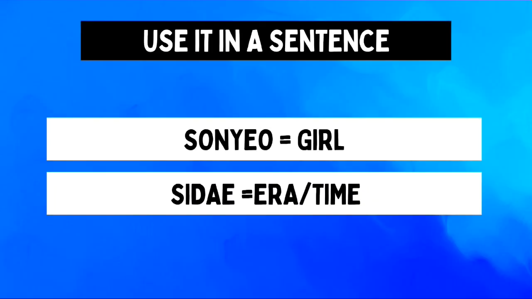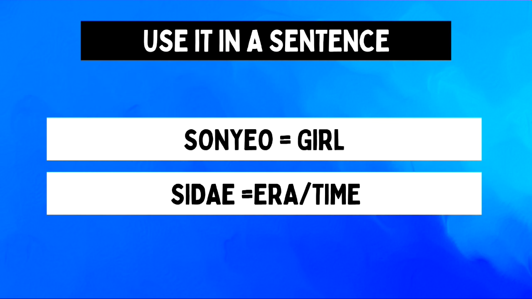Sonyeosidae could be divided into two. Sonyo is our word for today, which we already know as girl. The second word is sidae. This is actually a term for era, time, or generation. So sidae means era, time, or generation. So when we say Sonyeosidae, it means girls' era. It could also mean girls' time, or it could also mean girls' generation.